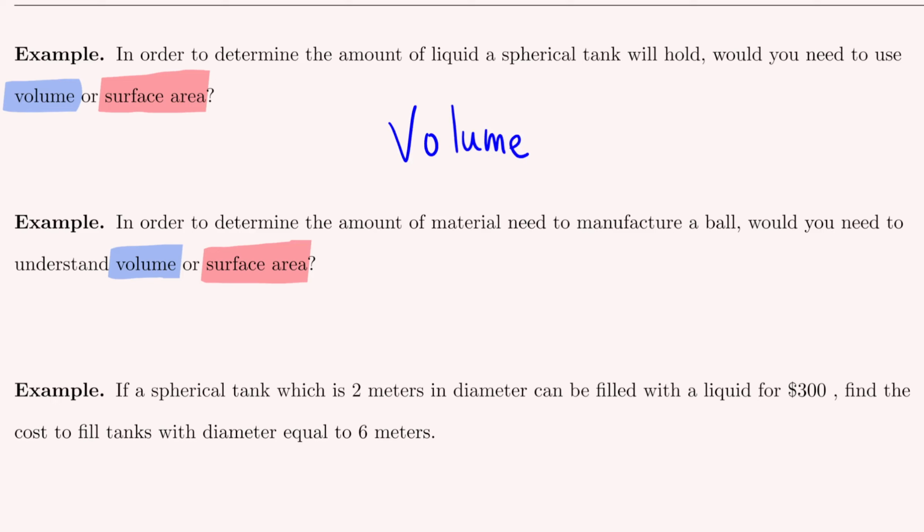If instead we're trying to figure out how much material would cover the outside of something to manufacture it, how much material would you actually need to make a ball, that's the idea of surface area. So we just want to keep these two concepts distinct. Again, volume is the amount that the shape can contain on the inside. Surface area is the amount of material it would take to construct the shape from the outside surfaces.